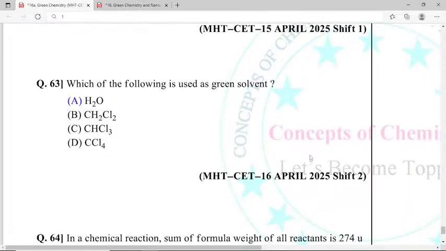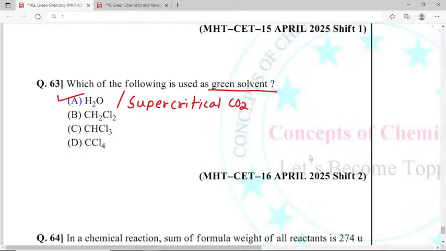Which of the following is used as a green solvent? Again the question on green solvent: water, and second, supercritical CO2. Supercritical CO2 and water are green solvents, and the remaining are toxic solvents, not green solvents.